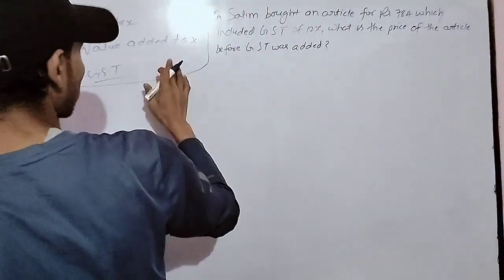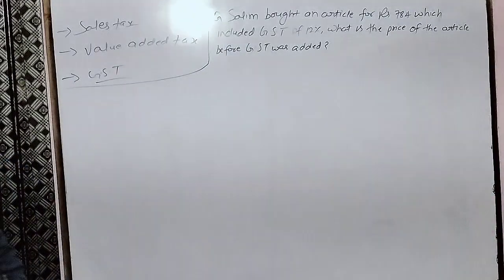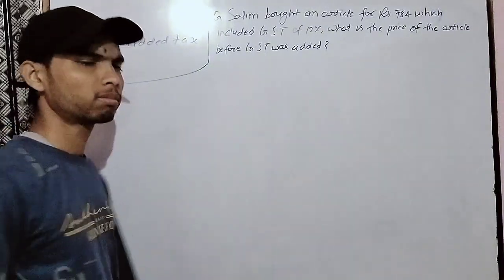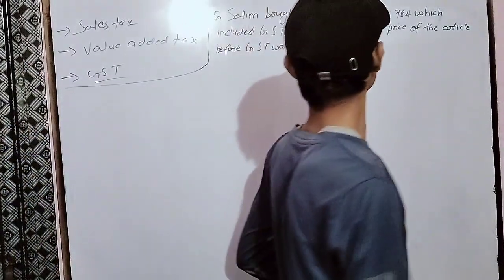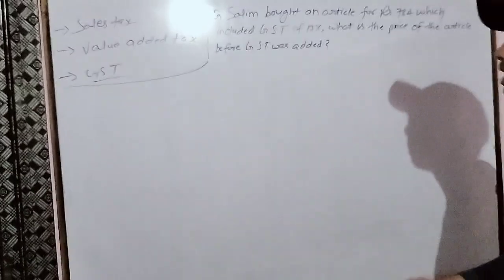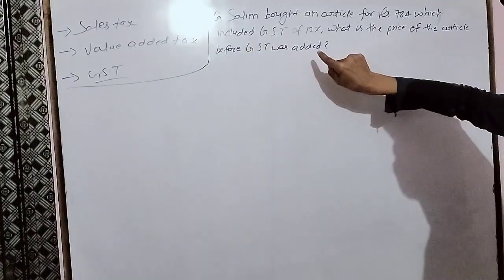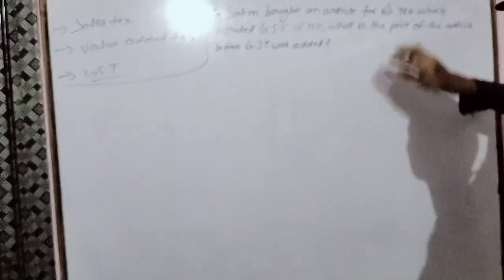Now this is a question based on this. Salim is the name of a boy. Salim bought an article for rupees 784. And now we can say an article was bought by Salim for 784 rupees. So this is the selling price. This is a selling price which included GST of 12%.